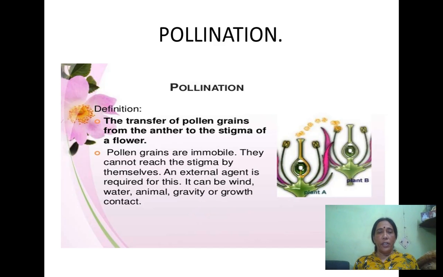Now what is pollination? The transfer of pollen grains from anther to the stigma of a flower is known as pollination. As we know, the pollen grains are immobile, they cannot reach the stigma by themselves. An external agent is therefore required for this. The external agents may be wind, water, animal, gravity or the growth contacts.